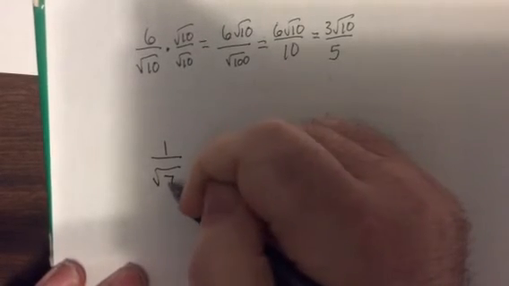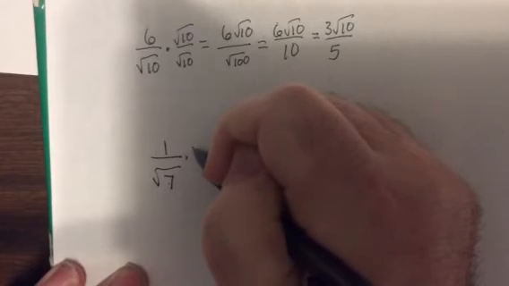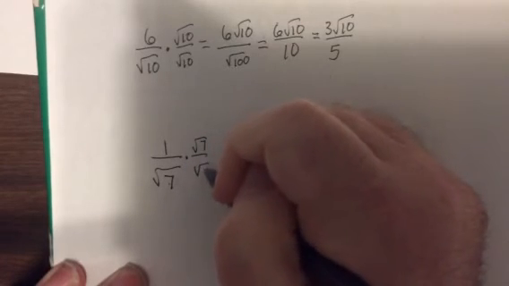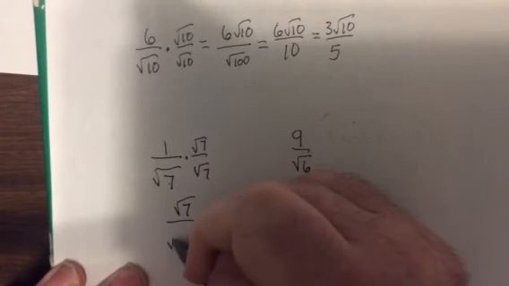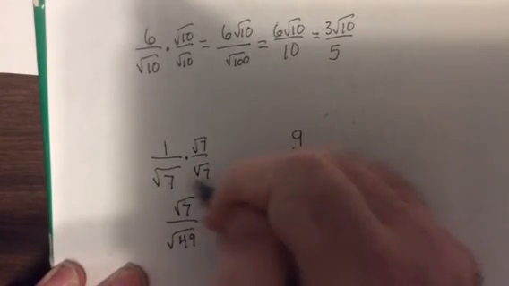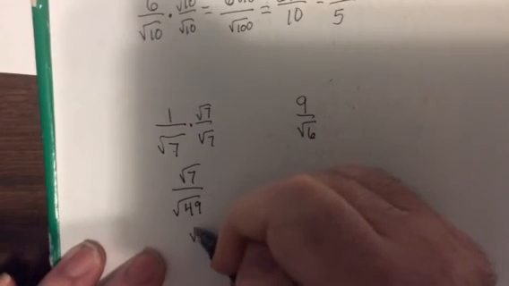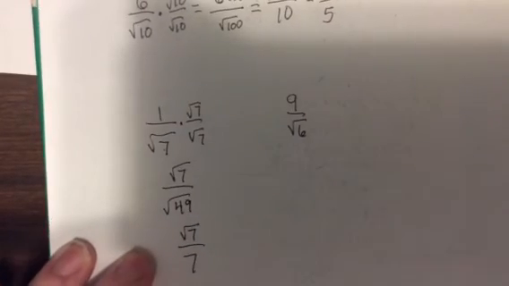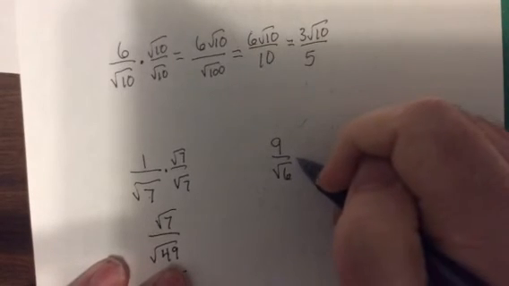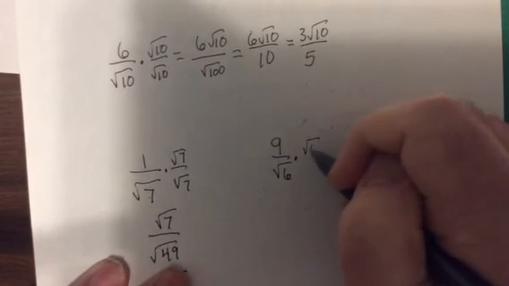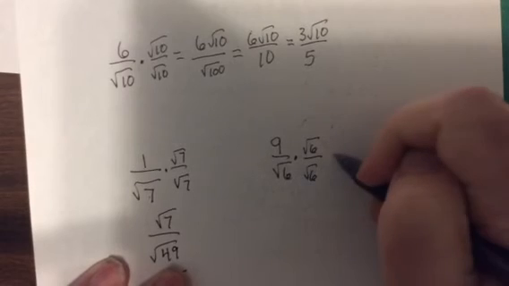So square root of 7, that's prime, can't do anything with it, so square root of 7 over square root of 7, which is square root of 7 over the square root of 49. You just multiply, and the square root of 49 is 7. Here, again, 6 is prime, so you just multiply the top and the bottom by square root of 6.